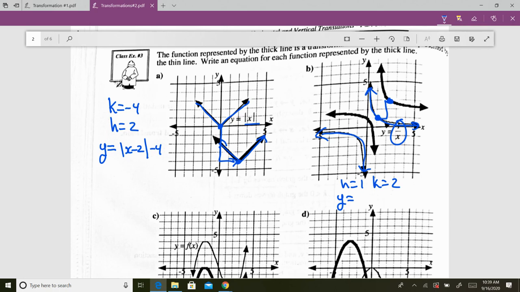Where does h go? What does it sit beside? X or y? It sits beside the x, right? So we're going to go 1 over x minus 1. And then the k sits on the outside, plus 2.